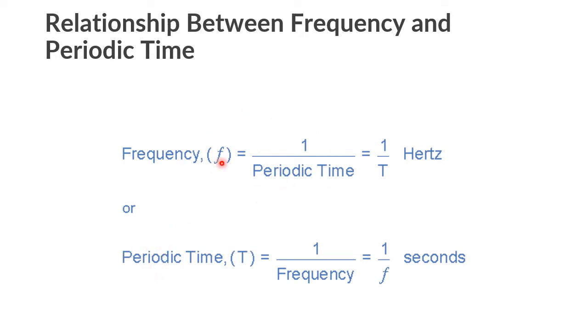Likewise, if you want to find the periodic time, from this basic equation we can take the periodic time to one side of the equation and the other parameters to the other side. Then we will get the equation like this. T will be the reciprocal value of the frequency, which means T equals 1 over F. The unit is seconds.